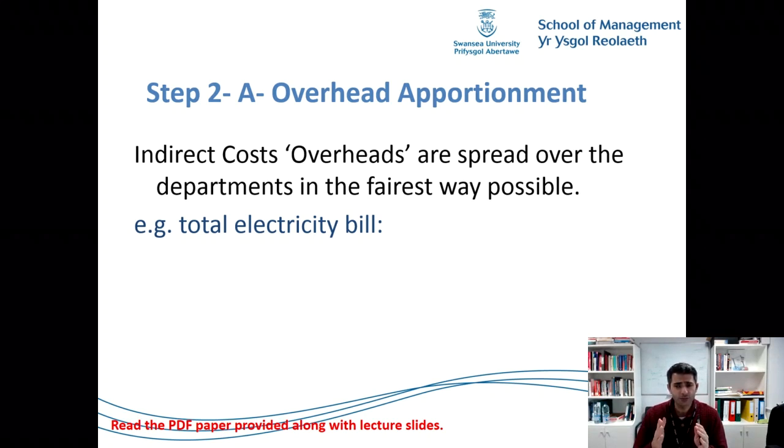Now, when it comes to electricity, it comes as one bill for the electricity, and it comes to £1,000. So the question you need to ask yourself is, is it fair for Department A to pay £500 as Department B? Is it fair? £1,000 divided by 2, because there are two departments, so each pays £500. Is it fair?